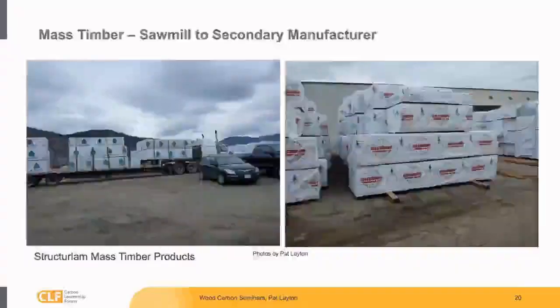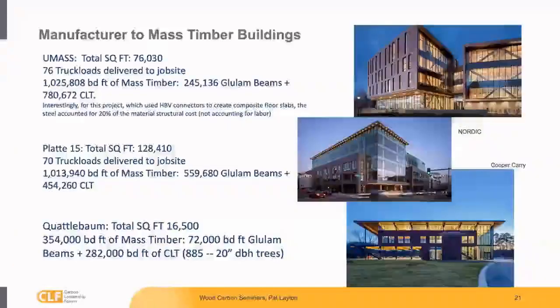So to give you an idea, this is manufacturing of mass timber buildings. The 2 buildings at the top are the UMass Amherst Design Center and the Plat 15 in Denver. The wood for these buildings was provided by Nordique, and the wood itself came to Nordique from northern Quebec, and their assigned harvesting area.